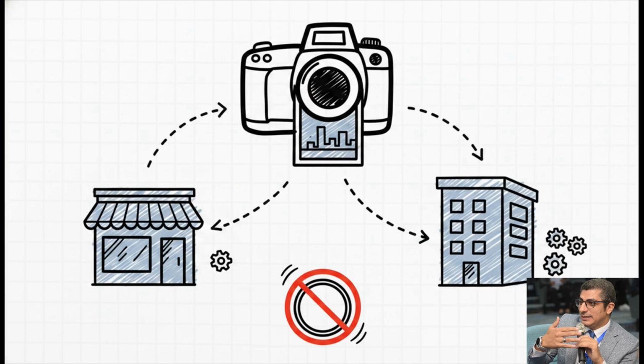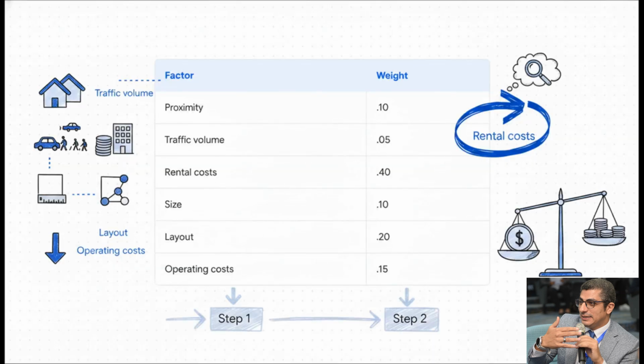They've got 2 potential locations on the table, creatively named Alternative 1 and Alternative 2. We can't just flip a coin here. We need to logically prove which one is the better choice using our 6 steps. Following our recipe, Step 1 gives us our relevant factors cleanly listed on the left: proximity, traffic volume, rental costs, size, layout, and operating costs.